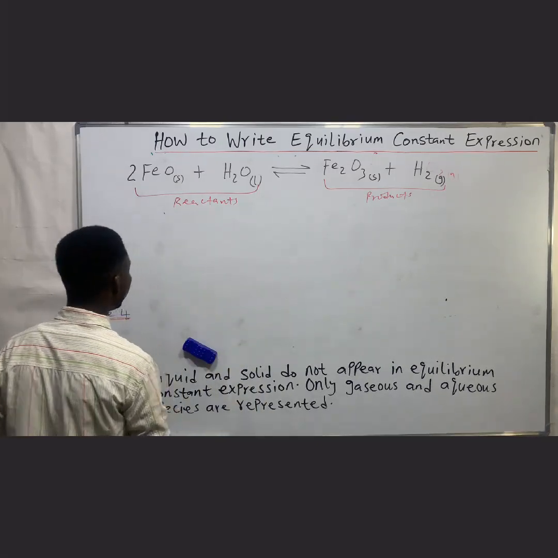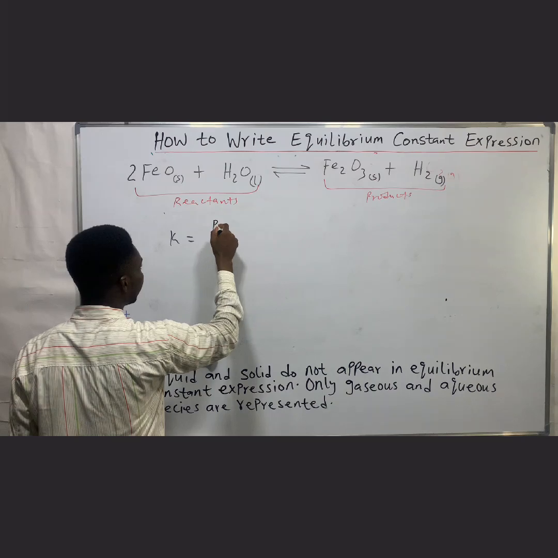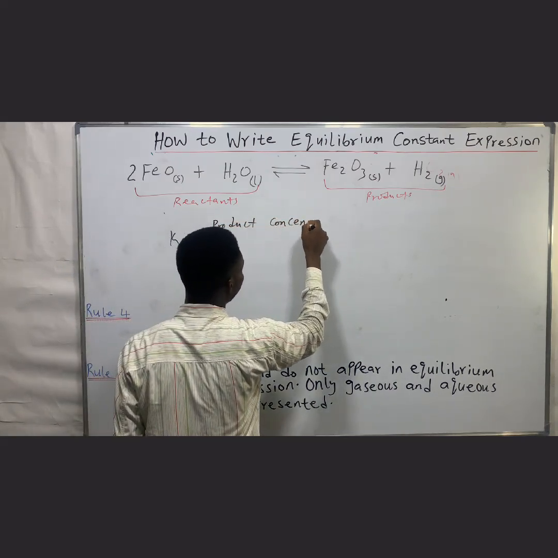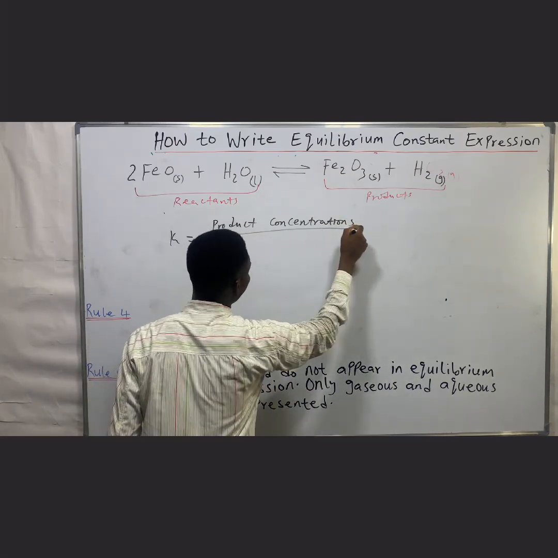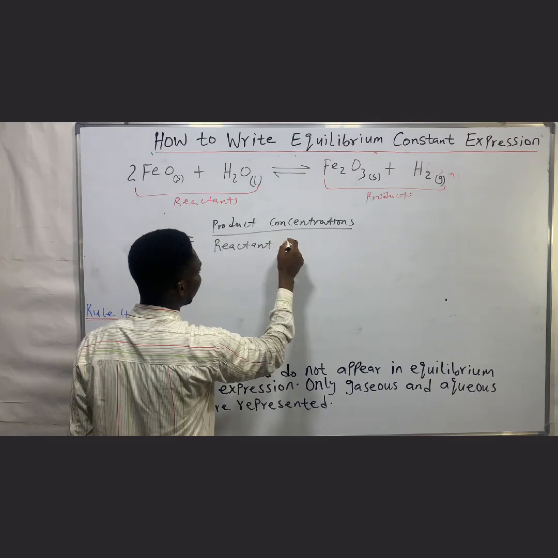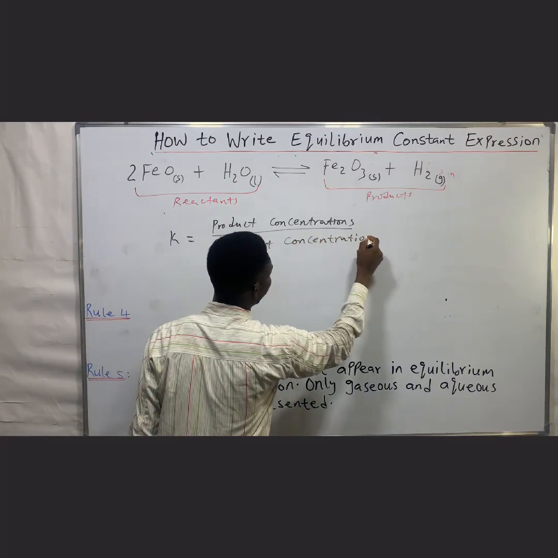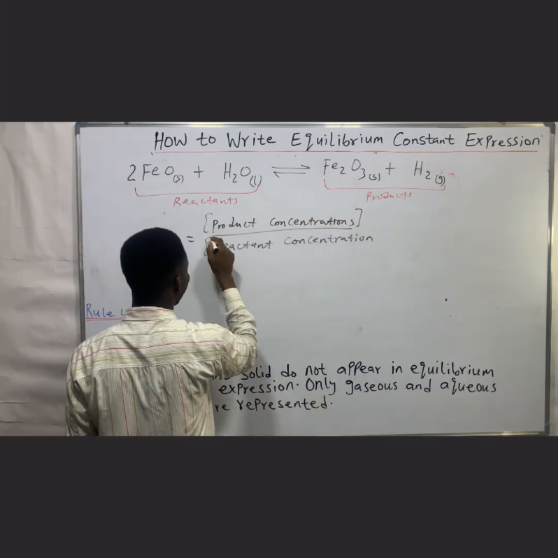So K is going to be product concentrations, all over reactant concentrations. Don't forget this formula.